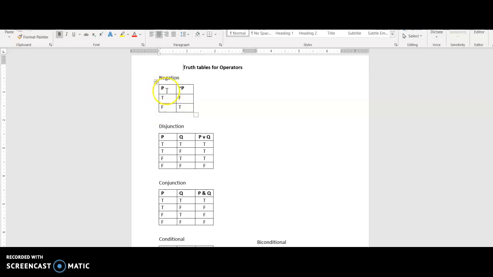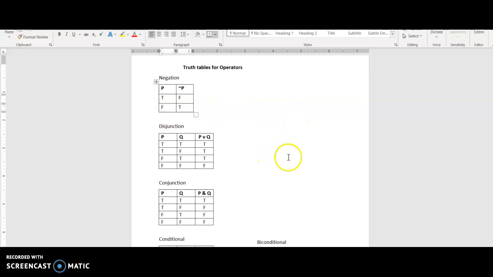So for any sentence P, if you remember the principle of bivalence, it has two possible values. It could be either true or false. This column here shows you what happens if you negate P. If you start with a true sentence and you negate it, you get a false sentence. If you start with a false sentence and you negate it, you get a true sentence. Notice with negation, since the operator only applies to single sentences, there's only two lines on the truth table because there's only two possible truth values.